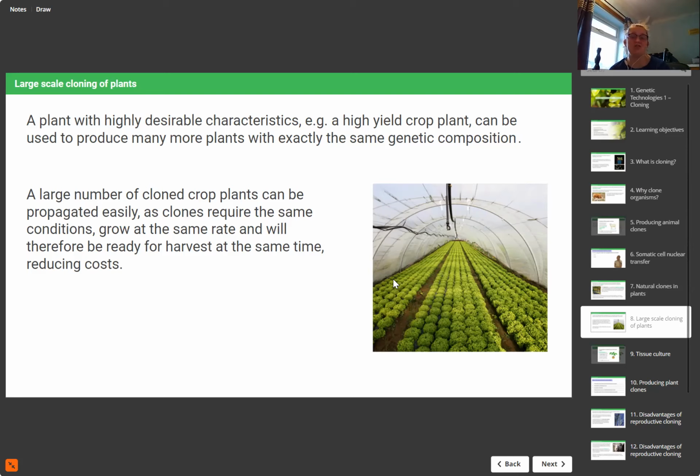So it reduces costs greatly. It's not like this plant's ready and then a couple of weeks later this one will be ready. Everything will be ready at the same time. So the production of plant clones can occur at any time of year.